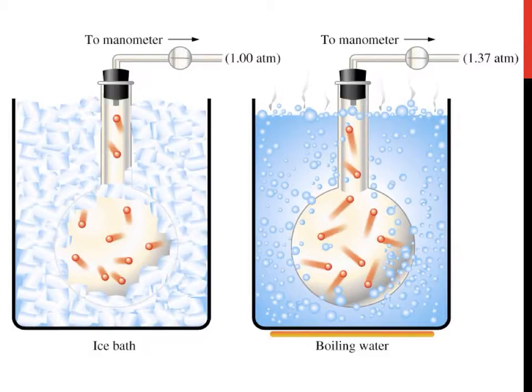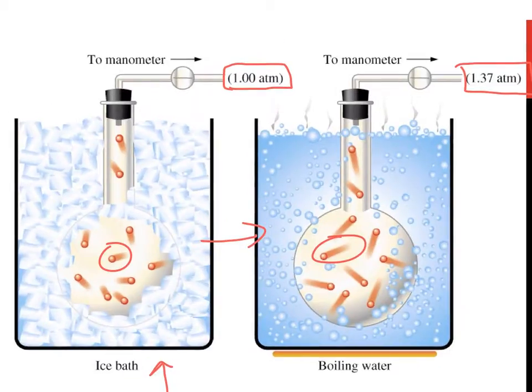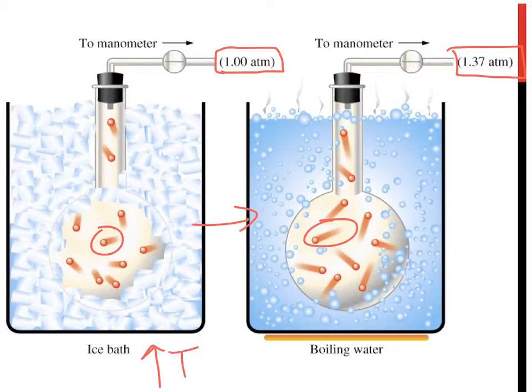This picture illustrates Gay-Lussac's law. We have an ice bath on the left side and then boiling water on the right. And so you'll see that the kinetic energy of the particles is less on the left side than on the right side. So if we increase our temperature from cold to hot, let's see what happens to our pressure. We have 1 atm here, and it goes to 1.37 atm. So if we increase the temperature, then we will also increase the pressure.